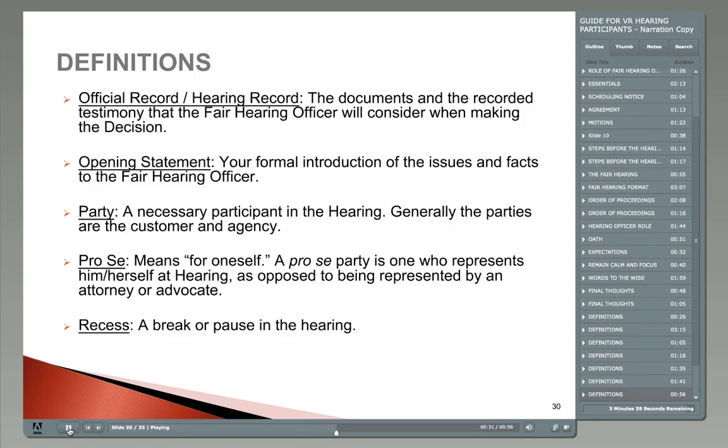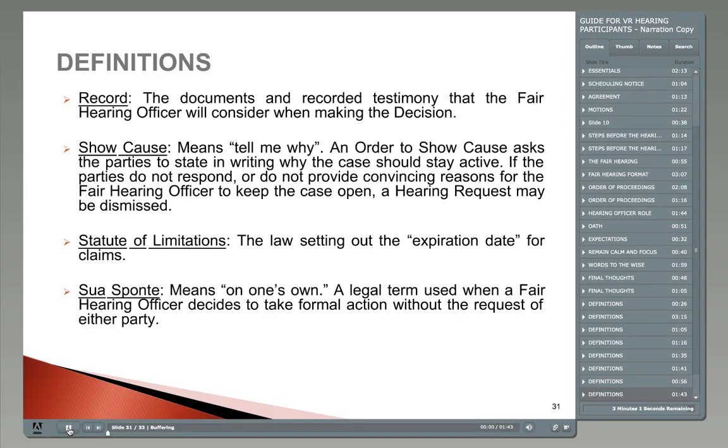The party, a necessary participant in a hearing. Generally, the parties are the customer and the agency, or, as we've said, the petitioner and the respondent. Pro se means for oneself. A pro se party is one that represents him or herself at a hearing as opposed to being represented by an attorney. So someone who is representing themselves pro se is representing themselves without an attorney. A recess is just a pause or a break in the hearing. The record, the documents and recorded testimony that the fair hearing officer will consider in making the decision.